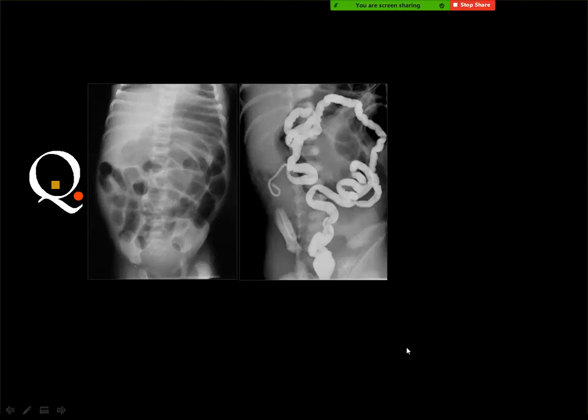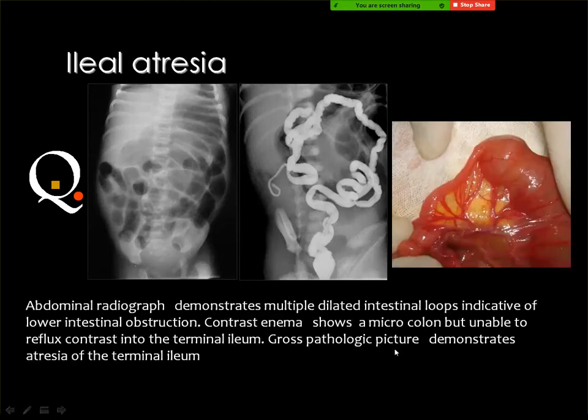Again, microcolon. Yes. And then this was ileal atresia. You see the atretic segment in the distal ileum and the proximal ileal dilatation and the distal attenuation of the colon.